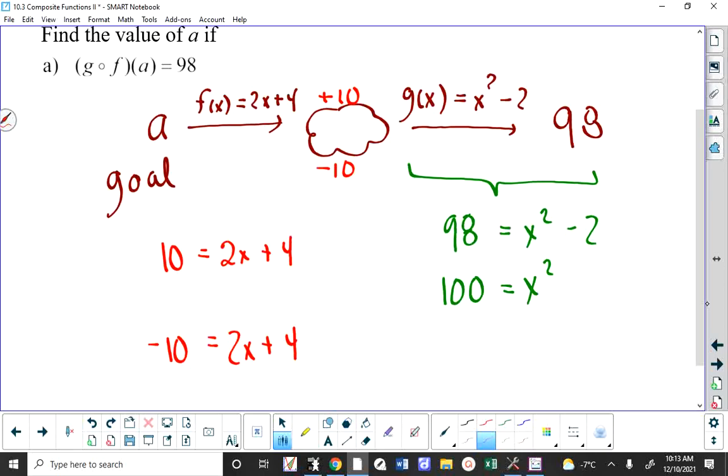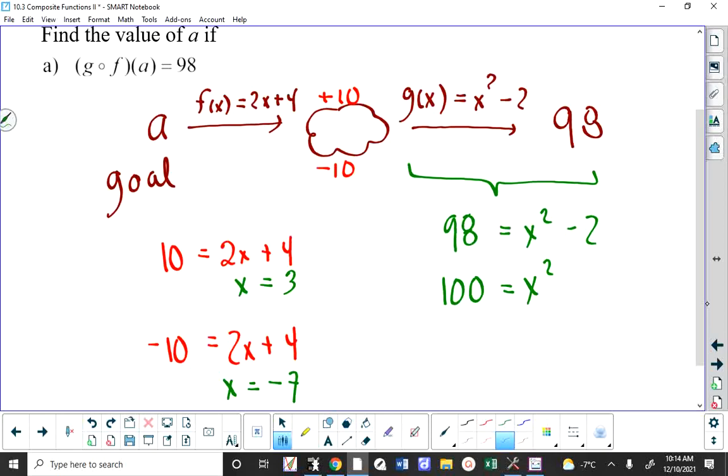I'm not going to spend time solving this. I better get it right. That being said, I subtract 4 from both sides and get 6 equals 2a. So a here is equal to 3. Am I right? Okay. The other possibility is I subtract 4 from both sides and get negative 14 divided by 2 is negative 7. So there are two possible values of a. Am I right there? Negative 7?